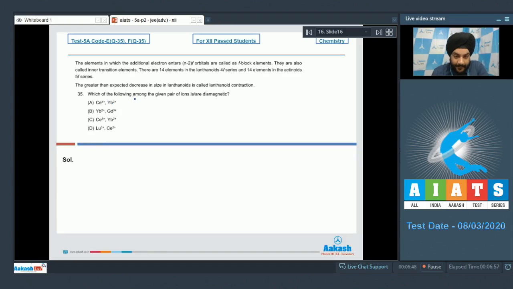Question number 35. Which of the following among the given pair of ions is or are diamagnetic? So students, if you look at the ions which are given to us, we have Ce4+. Ce4+ has an f0 configuration. It is diamagnetic. If you talk about Yb2+, Yb2+ has f14 configuration. It is also diamagnetic. And if we talk about Gd3+, Gd3+ has unpaired electrons. It is paramagnetic.